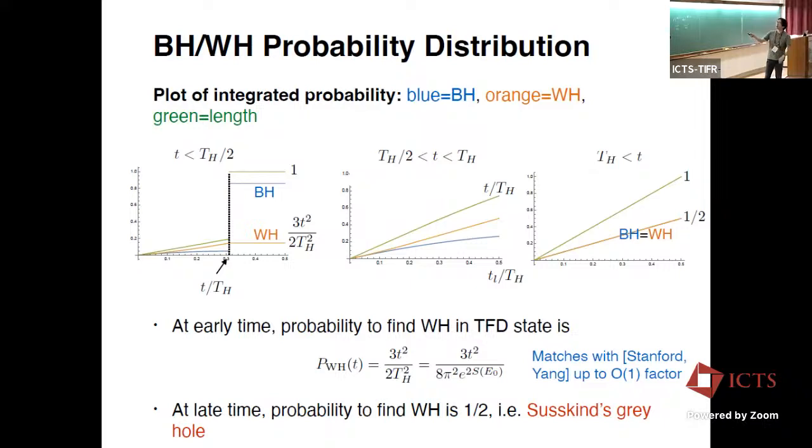Even though this late time regime is out of the validity of our approximation, we find that at a very late time, the probability of finding the black hole and the white hole are the same, given by 1/2. So it corresponds to the Susskind grade 4. So at late time, the TFD state is an equal mixture of the black hole and white hole.